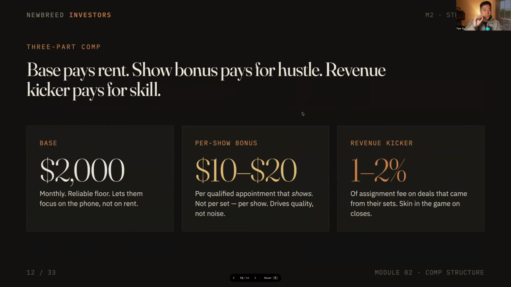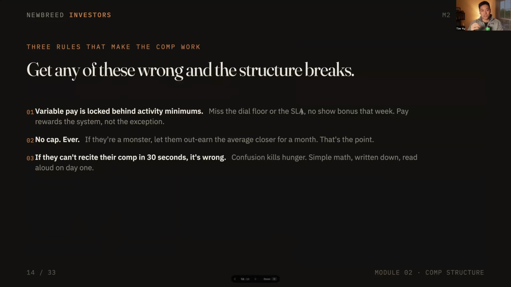So remember, this is a per show bonus. So this is not guaranteed in their contract in terms of pay. They have to earn this based off what rules you make. So this is what incentivizes them to actually keep going.